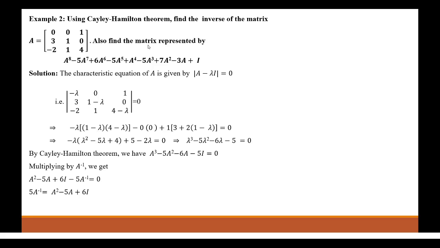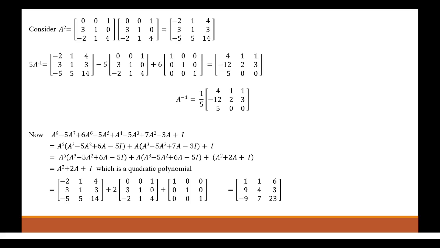Then the next example is, using Cayley-Hamilton theorem, find the inverse of the matrix A. Also find the matrix represented by this equation. The characteristic equation of A is given by determinant of A minus lambda I is equal to 0. On expanding the determinant, we get the cubic equation. By Cayley-Hamilton theorem, we have this equation. For this equation, multiplying by A inverse, we get this equation. Again, consider A square. Find out A square. Then from the 5A inverse, we get A inverse.